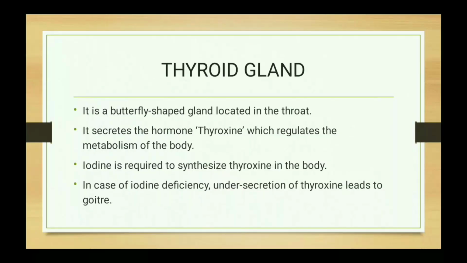It secretes the hormone thyroxine, which regulates the metabolism of body. Iodine is required to synthesize thyroxine in the body. In case of iodine deficiency, undersecretion of thyroxine leads to goiter. Now here, deficiency of iodine in the thyroid gland leads to low secretion of thyroxine, and then it leads to goiter.